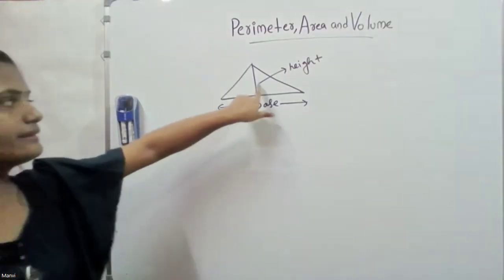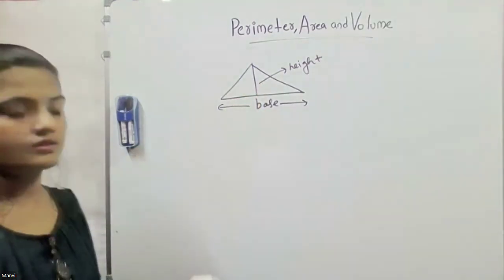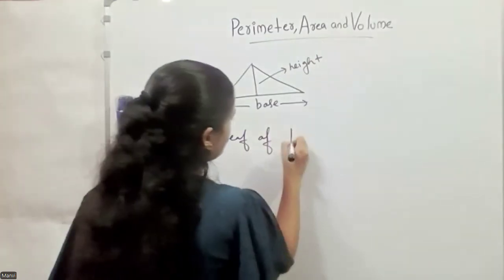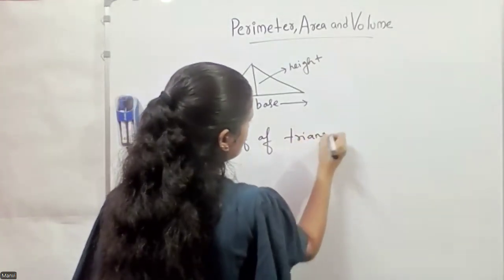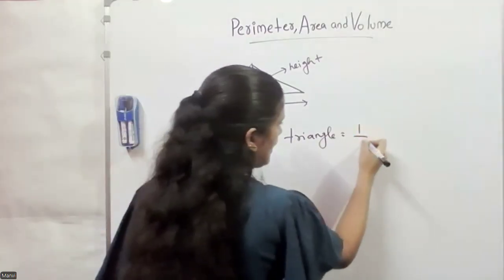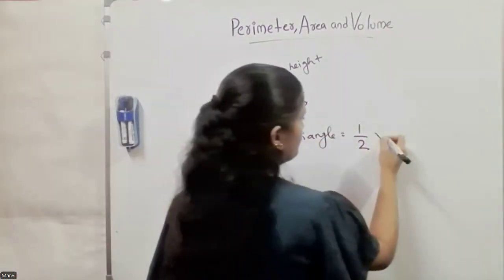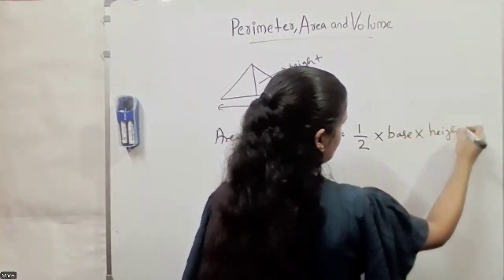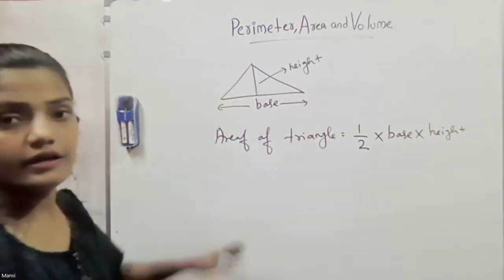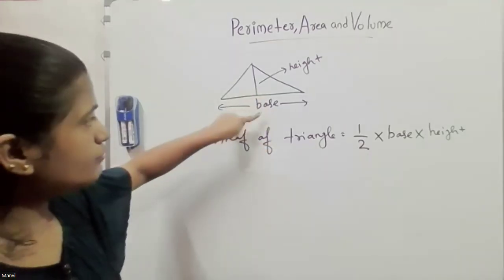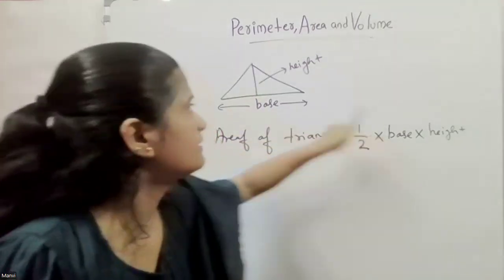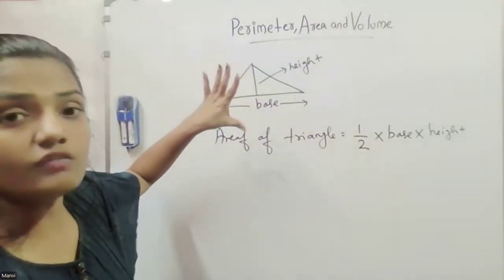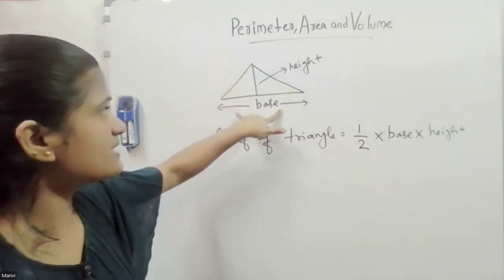This one is base, that one is height. So area of triangle equals half times base times height. Okay? Area of triangle equals half times base times height. So for a triangle, all we need to do is find this base and that height.